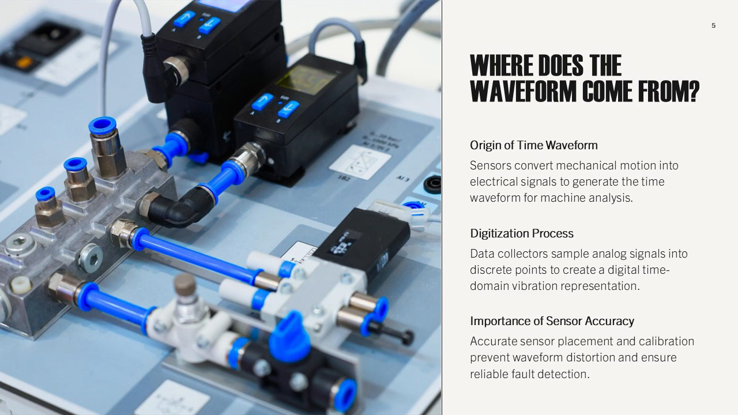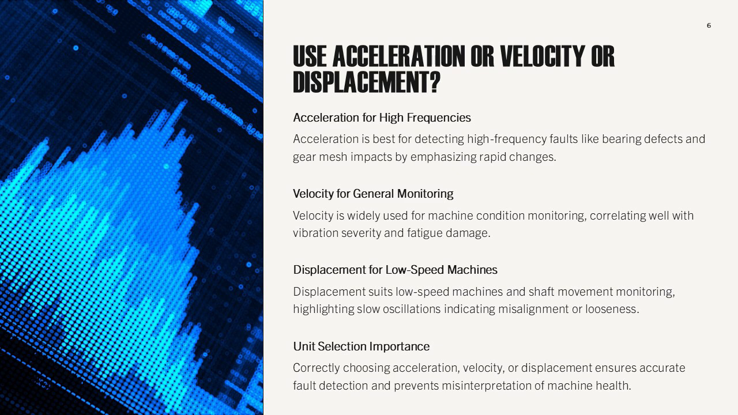for spectrum generation. Understanding its origin is crucial because any error in sensor mounting, signal conditioning, or sampling settings can distort the waveform and lead to incorrect diagnoses. Proper sensor placement and calibration ensure that the waveform accurately reflects machine behavior, making it a reliable tool for detecting faults before they escalate. Choosing between acceleration, velocity, and displacement depends on the fault type and machine speed.